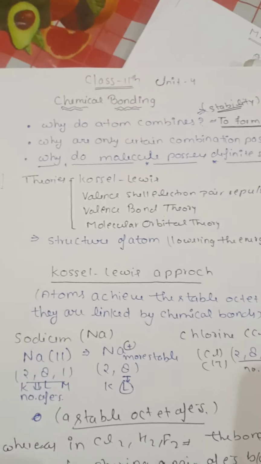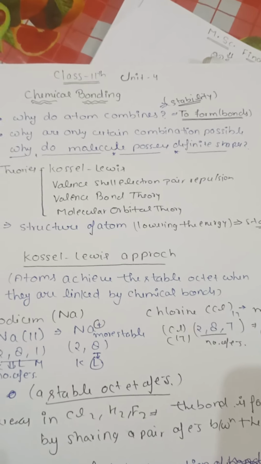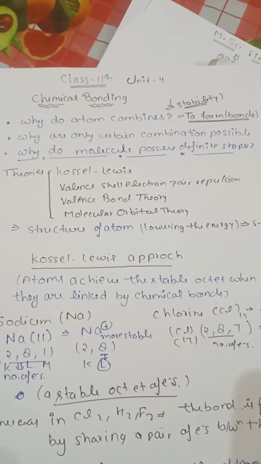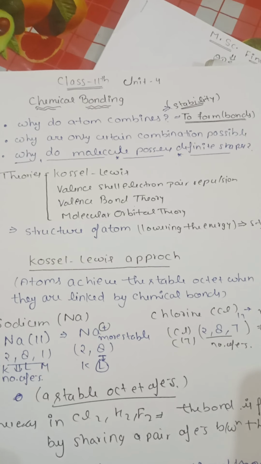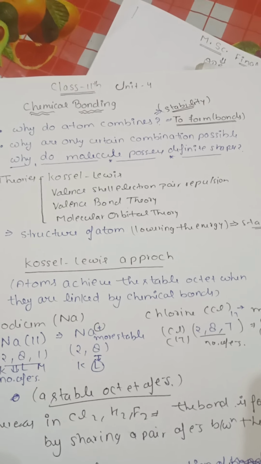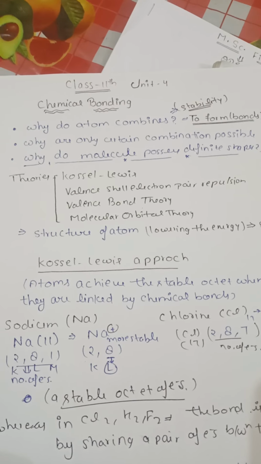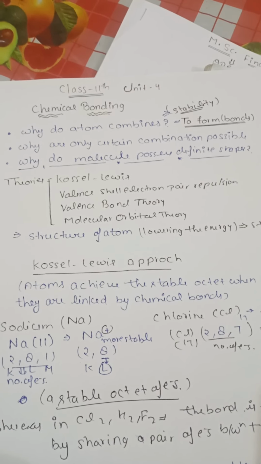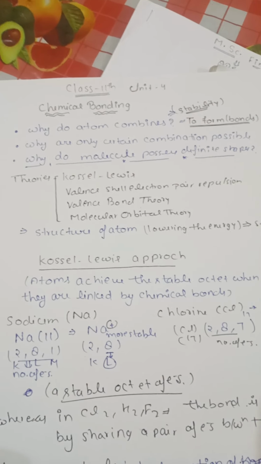Okay, so first we have the Kossel-Lewis approach. In this approach, atoms achieve the stable octet. Octet means the outer shell has at most 8 electrons. That means there should be 8 electrons in the outermost shell of an atom to become stable. They are linked by chemical bonds. That means two atoms are linked by chemical bonds to become more stable.